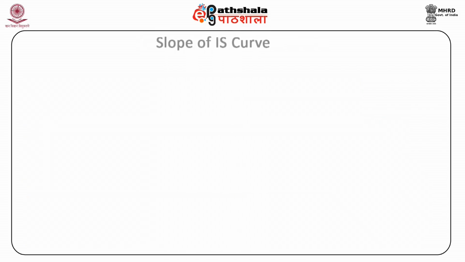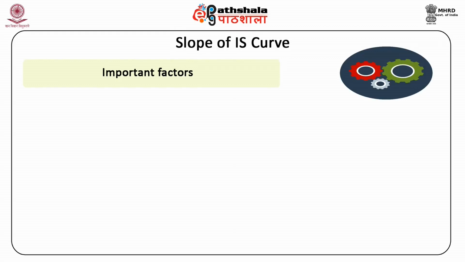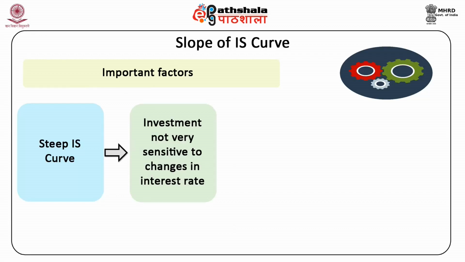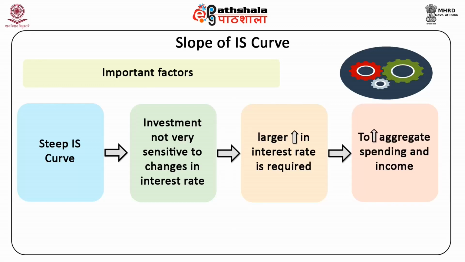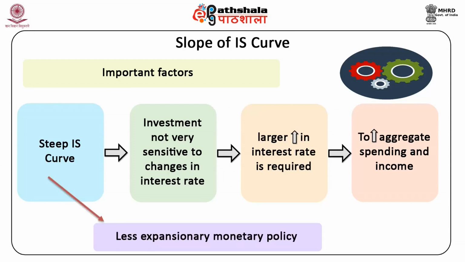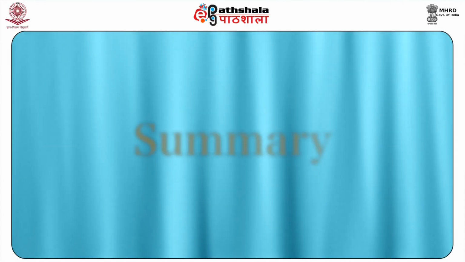Finally, the slope of IS curve. Another important factor on which the effectiveness of a monetary expansion in the ISLM model depends is the slope of IS curve. A steep IS implies that investment is not very sensitive to the changes in interest rate, so a larger increase in interest rate is required in order to raise the aggregate spending and income in the economy. Thus, the steeper the IS curve, the less expansionary the monetary policy will be.